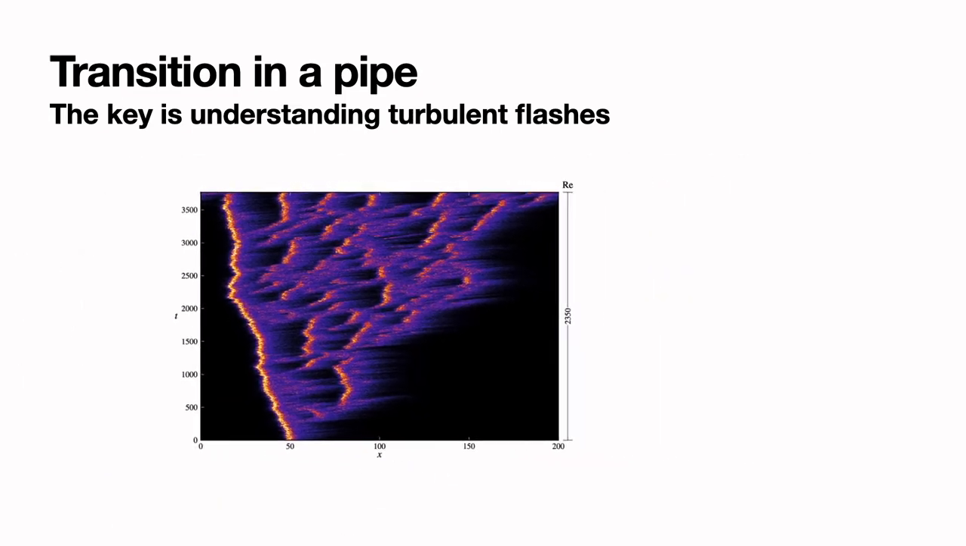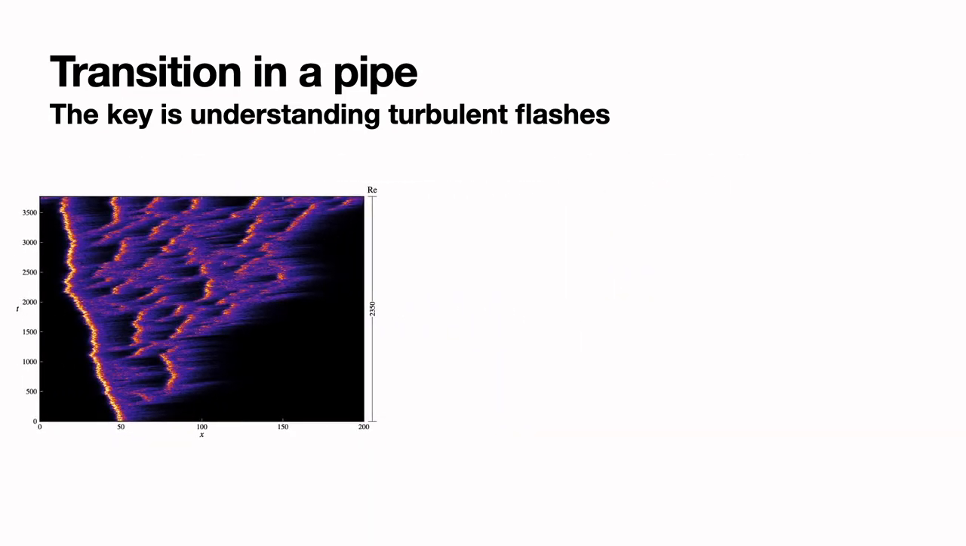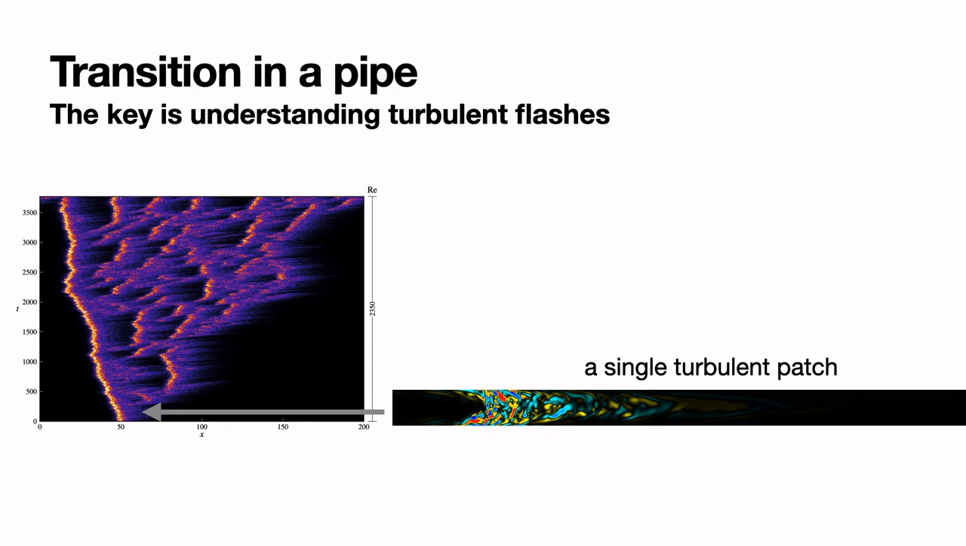So if we zoom into this figure a little bit so we can see what's going on, what I'm going to do is take cross sections through the pipe at different times so you can see what these things look like. So here's one by itself when it starts. That's just a single little turbulent patch by itself. And so now you're seeing the fluid in a cross section of the pipe. So you can actually see the turbulent flash itself.